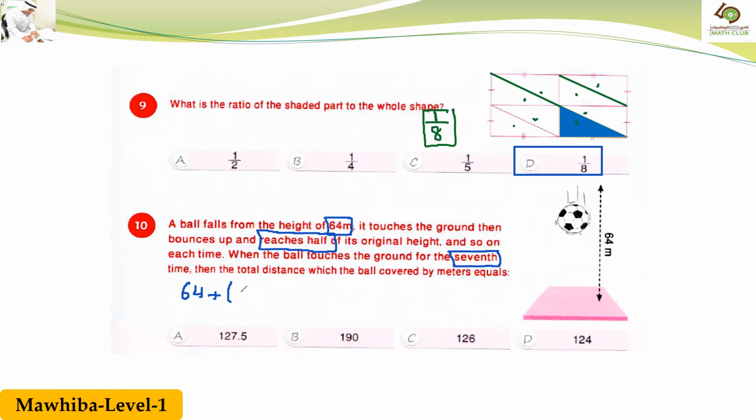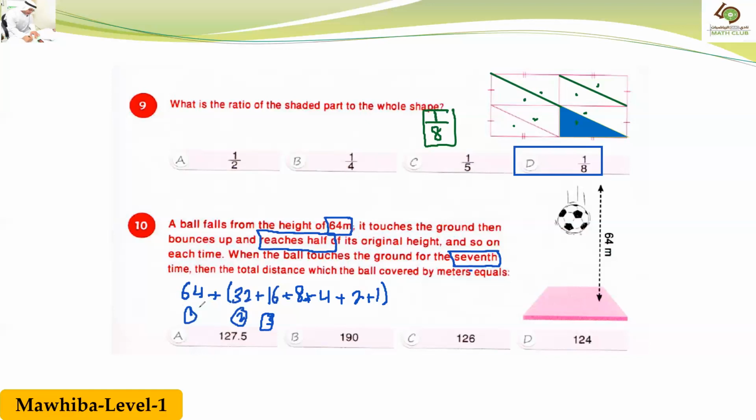Yes, 64 divided by 2 equals 32. And the half of that, what is it? Look here. When the ball touches the ground for the 7th time, we need 7 times. This is the first one, and this is the second one. The third one is 16. Then 8, then 4. And what is half of 4? It is 2. And 1, right? Yes.